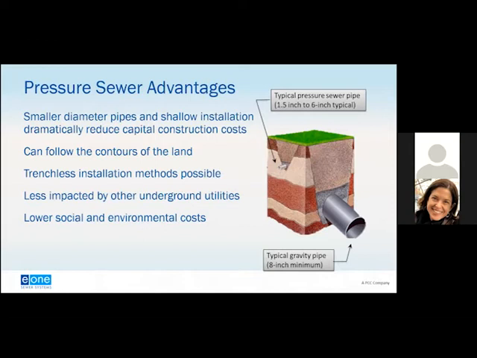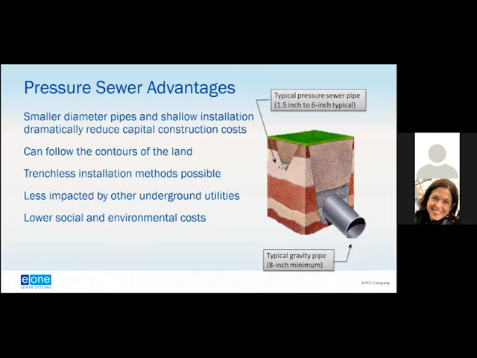So the construction means and methods, in addition to the smaller pipe diameter itself, lead to significantly lower capital construction costs. We typically would expect to see between 40 and 60% cost savings compared to a conventional gravity sewer system.